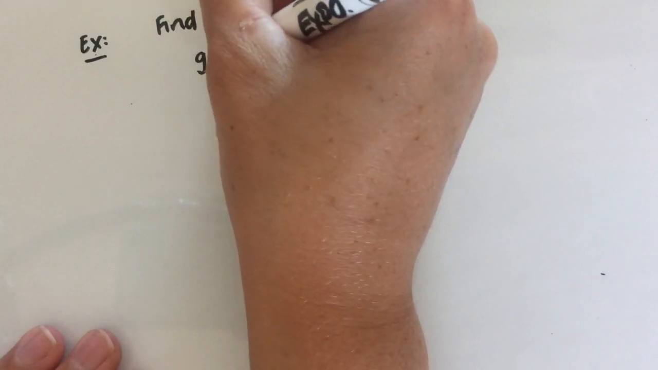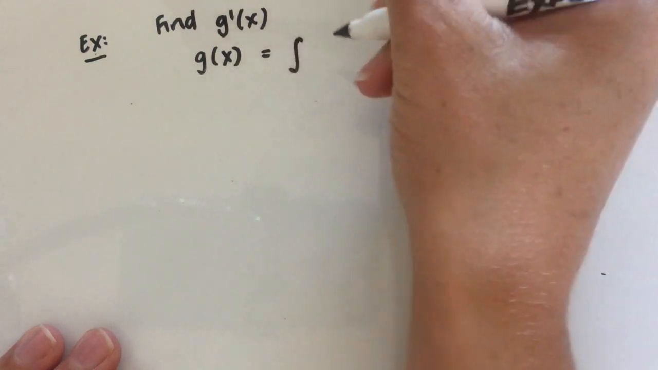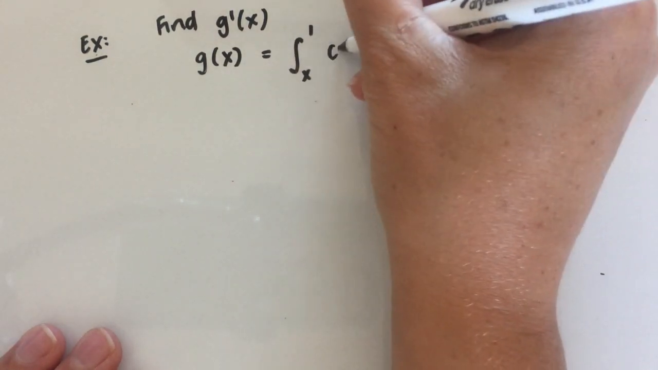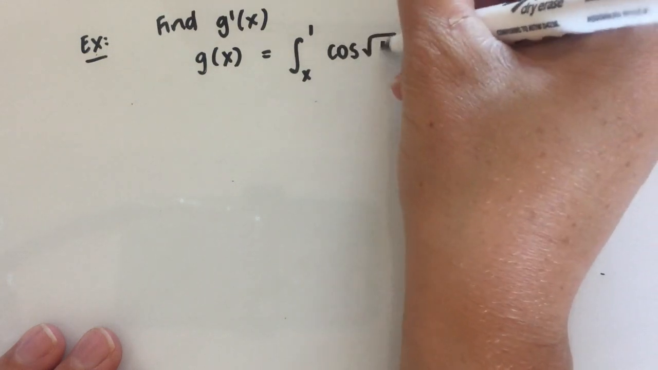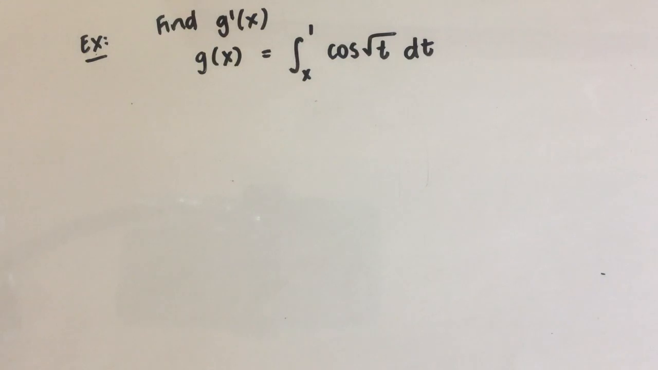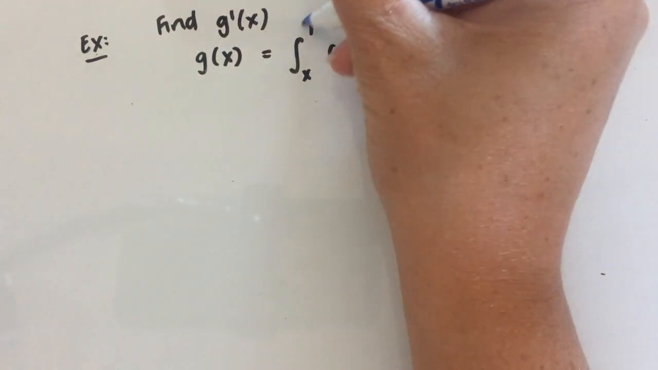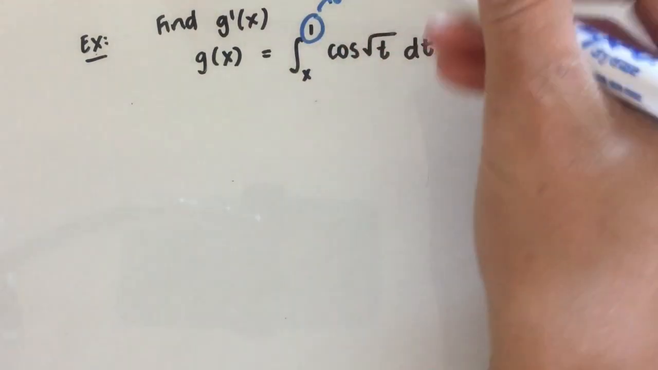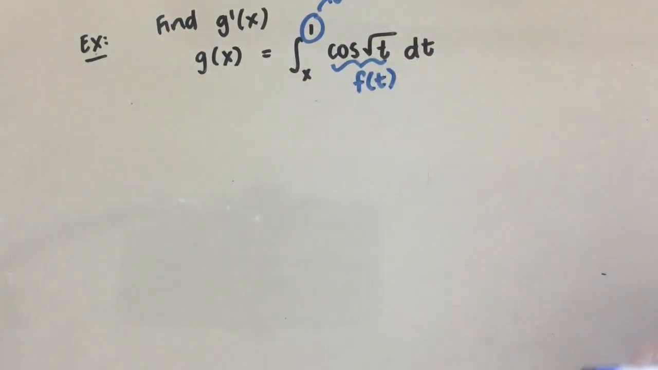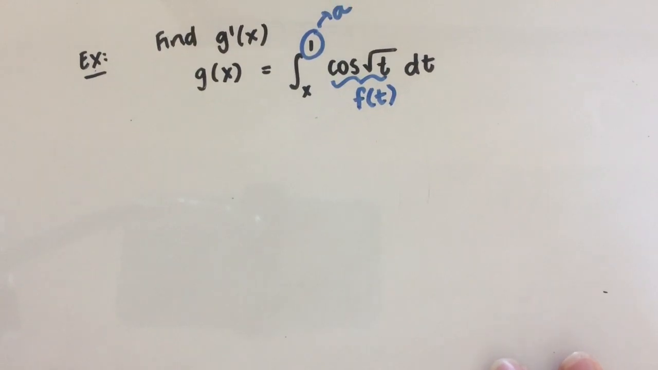For my next example, we want to find g prime of x when g of x equals the integral from x to 1 of cosine of the square root of t dt. So here we can see that our limits are switched and that our a value is not on the lower limit. So we're going to want to switch that. And we can see that our f of t is cosine of the square root of t.